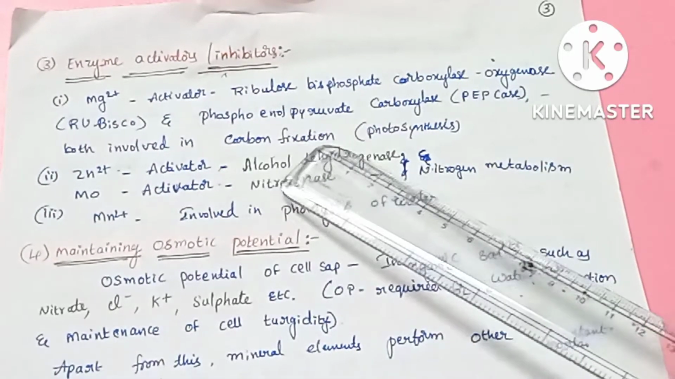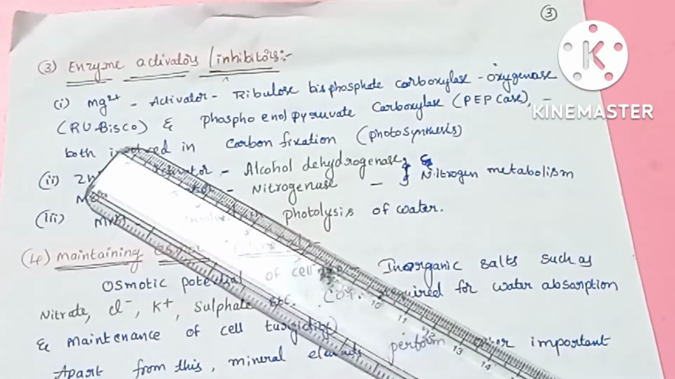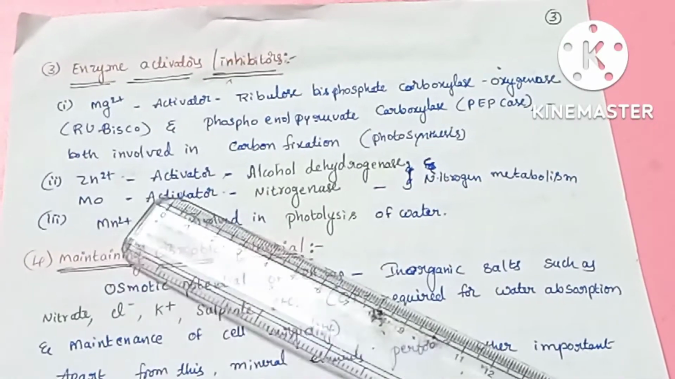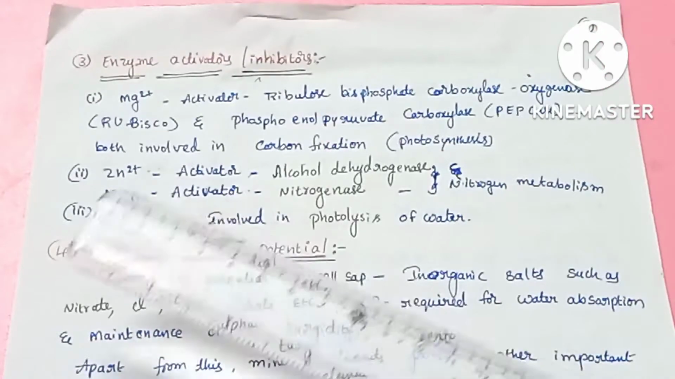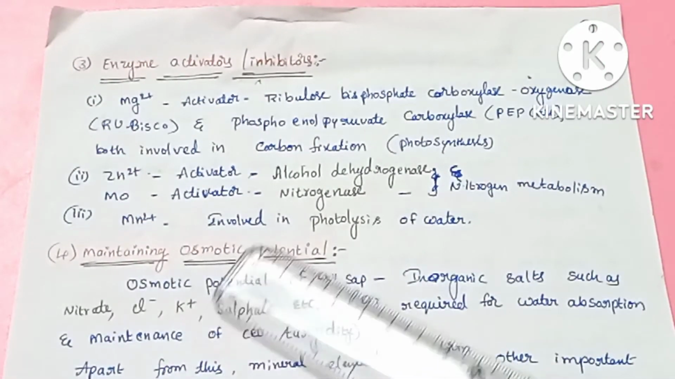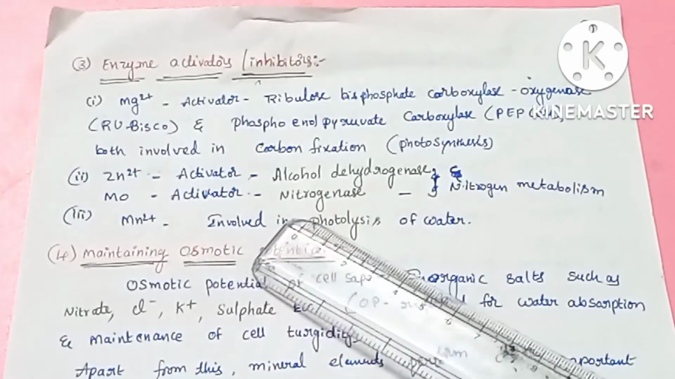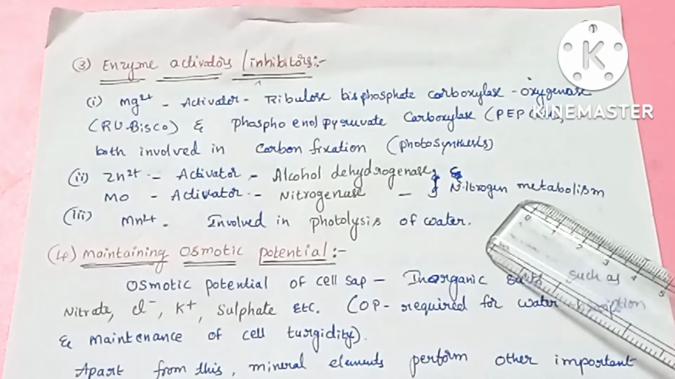So for these two enzymes, what is an activator? Magnesium is an activator. And next one is zinc. Zinc is an activator for the alcohol dehydrogenase enzyme. And molybdenum. Molybdenum is an activator for the nitrogenase enzyme. So this nitrogenase enzyme is involved in nitrogen metabolism.